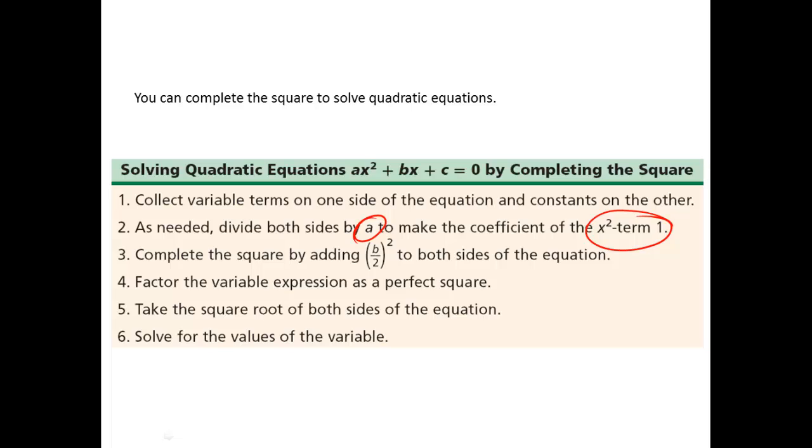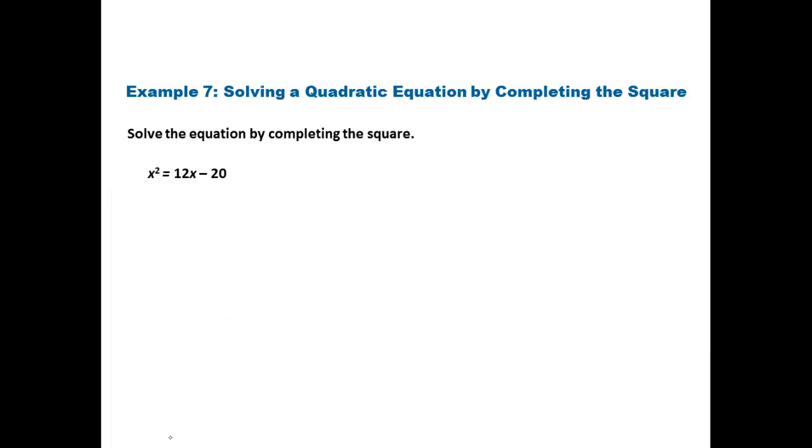Then after that, we're going to take the steps that we had done in the previous examples. Take half of b, square it, factor it perfectly, square root both sides, and solve for the variable. This would be a good page to print out and have as a reference for you. Okay, so let's do an example. We want to solve this by completing the square.